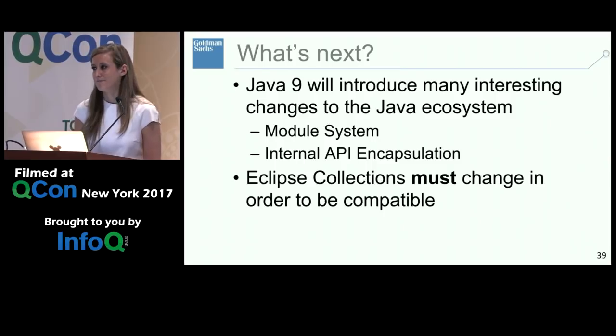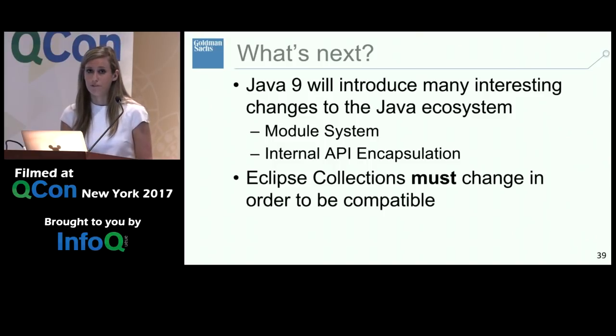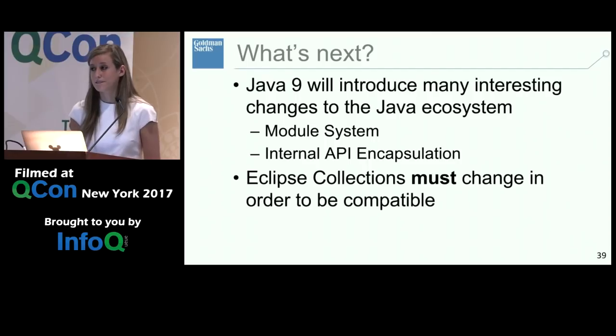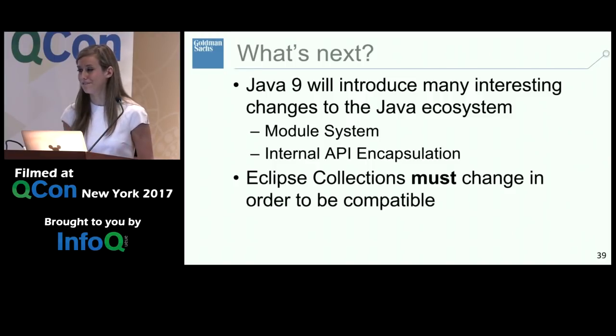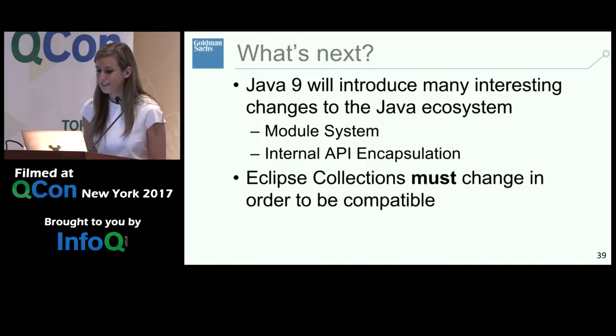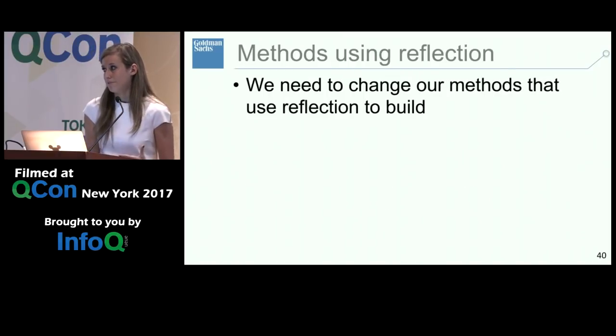Java 9, as I'm sure we know, will introduce many interesting changes to the Java ecosystem. Just to name a few, we're going to have the module system and internal API encapsulation. So Eclipse Collections must, in bold, must change in order to be compatible. As it stood prior to the 8.2 release, we needed to include some fixes to get ready for Java 9 ourselves. One of the examples that we ran into trouble with is methods using reflection. So we need to change our methods that use reflection in order to build.